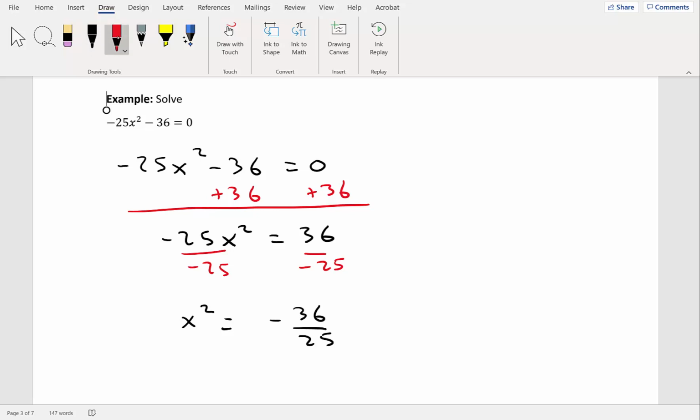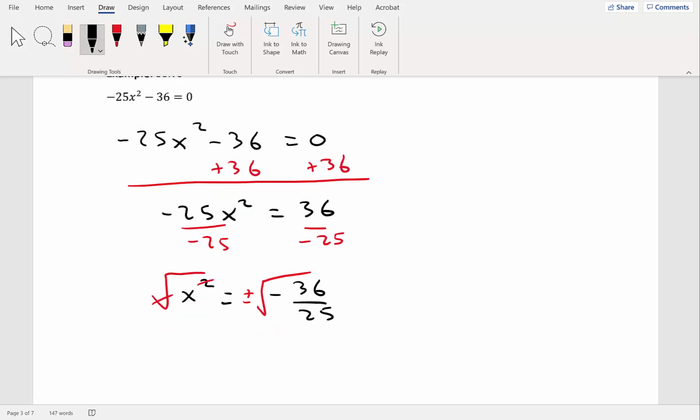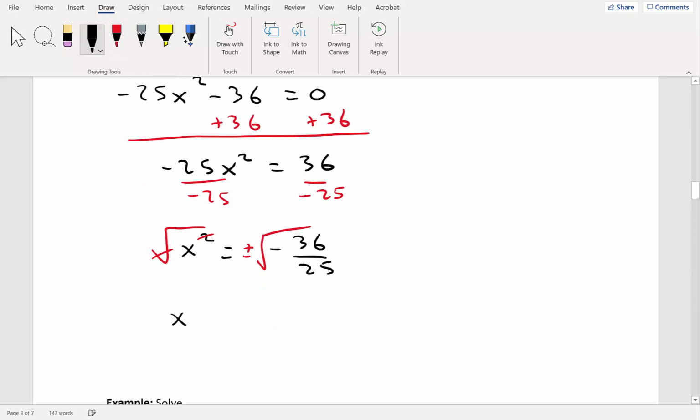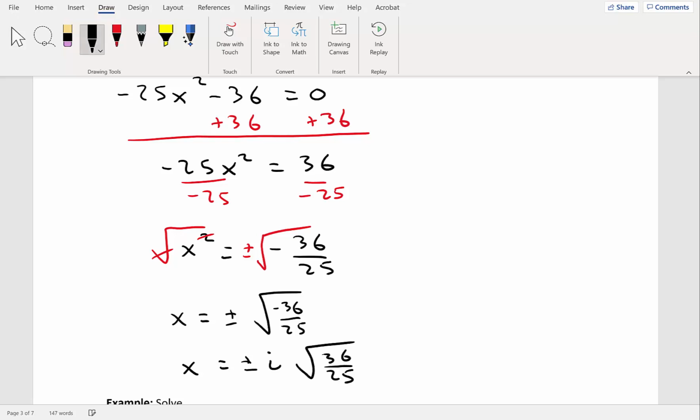We have the expression that's being squared isolated. Let's go ahead and take the square root now. Just remember we have a plus or minus. So now we have x is equal to plus or minus the square root of negative 36 over 25. But we could simplify that. First, since we have a negative inside our square root, we could pull out an i. We have times the square root of 36 over 25, which could be simplified even further.